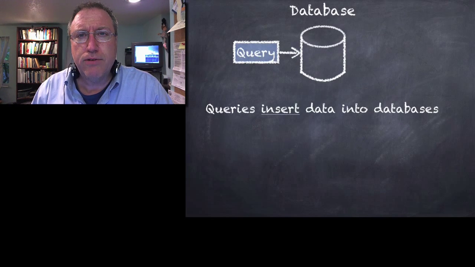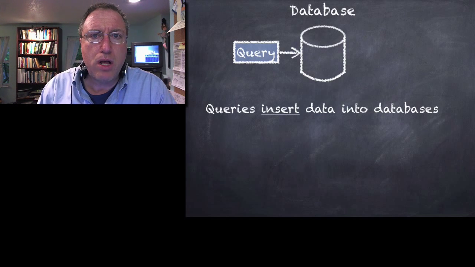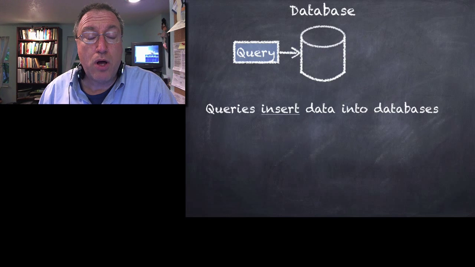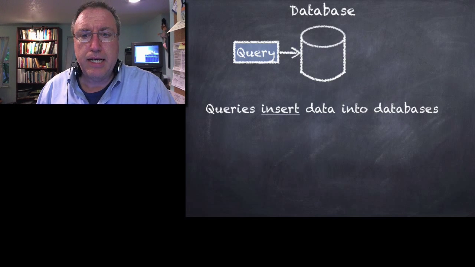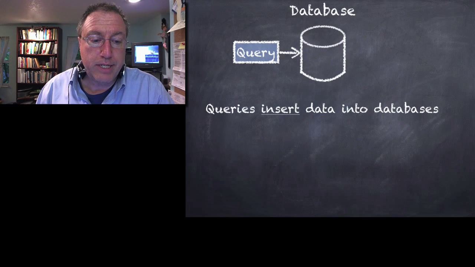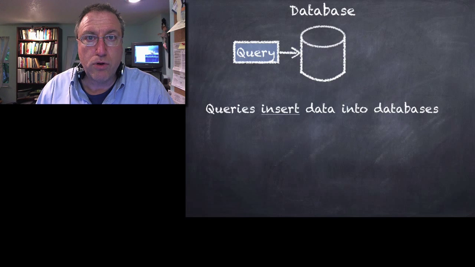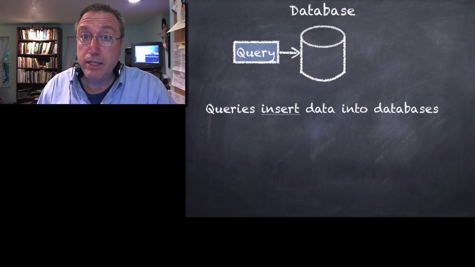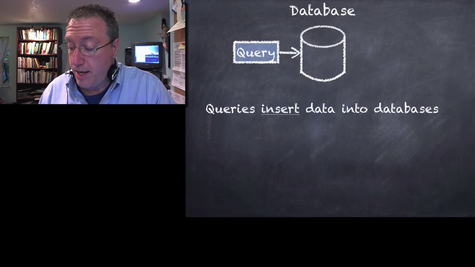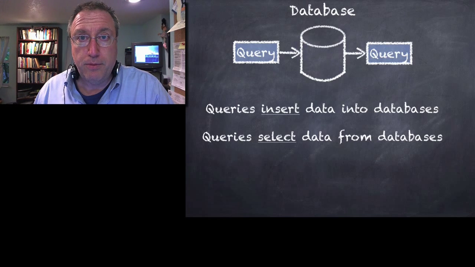The basic interface to a database is called a query. Queries are small snippets of code, small statements. The first kind of query inserts data into a database. There are other kinds of queries that create databases, create tables, destroy tables. But for our purposes, there's a specific kind of query called an insert query that takes data and puts it in the database. Similarly, there are queries that select data from databases.